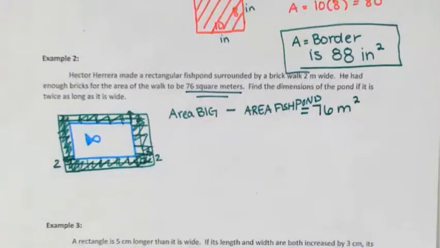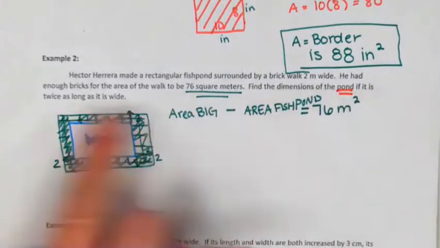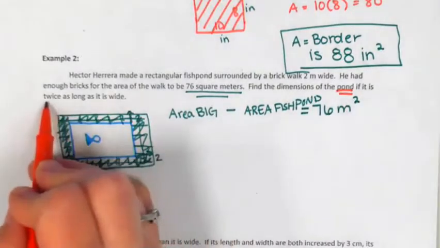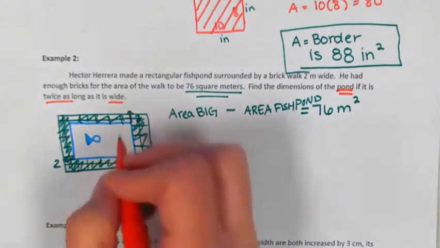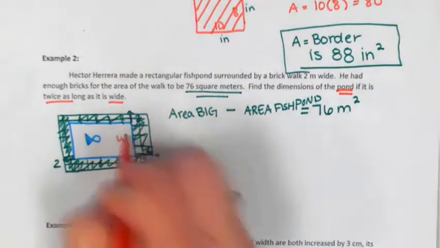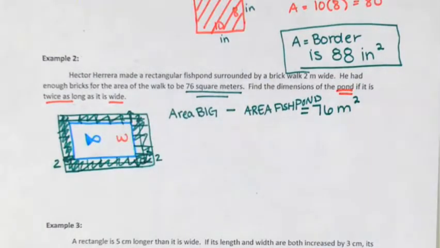Now we need to find out a little bit more information, don't we? So let's keep reading. Find the dimensions of the pond. Okay. If it is twice as long as it is wide. Well, do we know how wide my fish tank is? No. So we are going to label that as, how about W? Are you guys okay with that? Yeah. So if my width of my fish pond is W, what is the length of my fish pond? 2W.